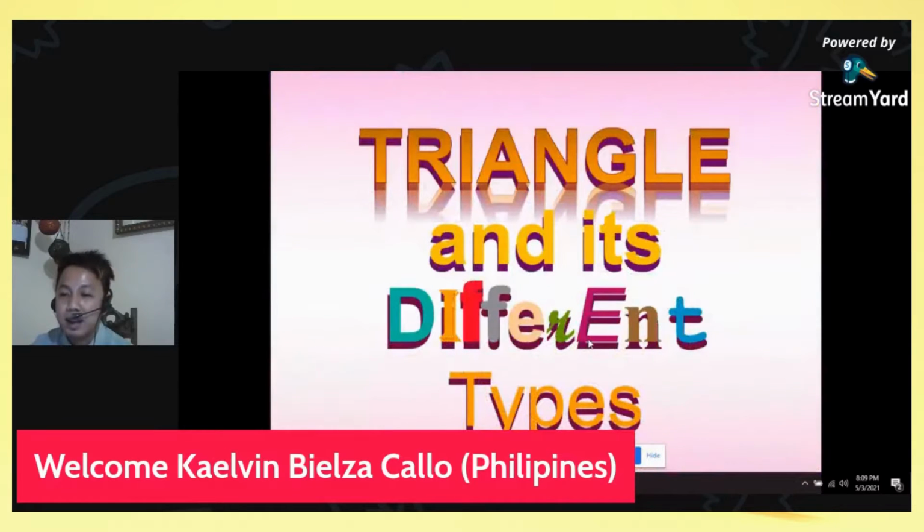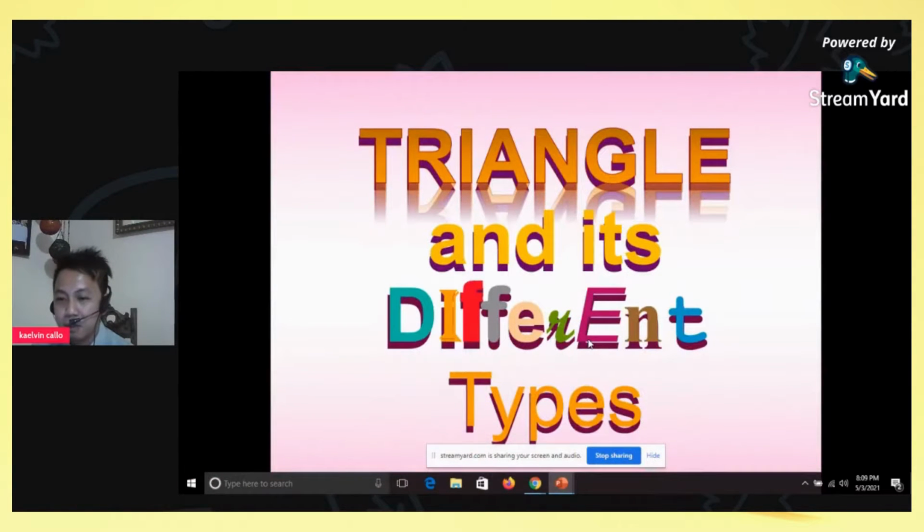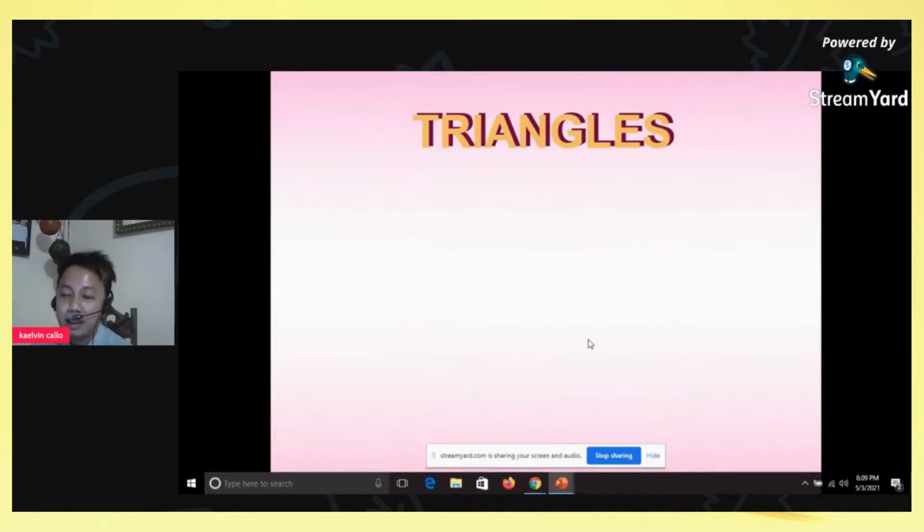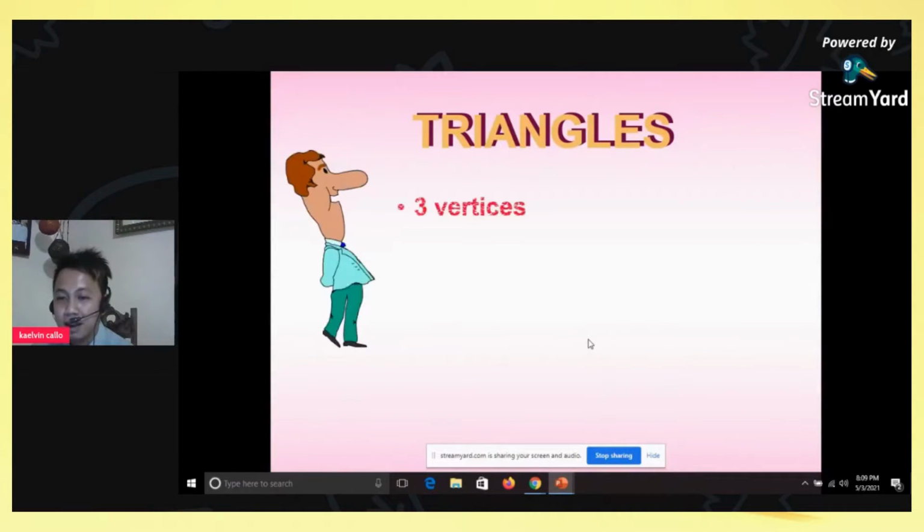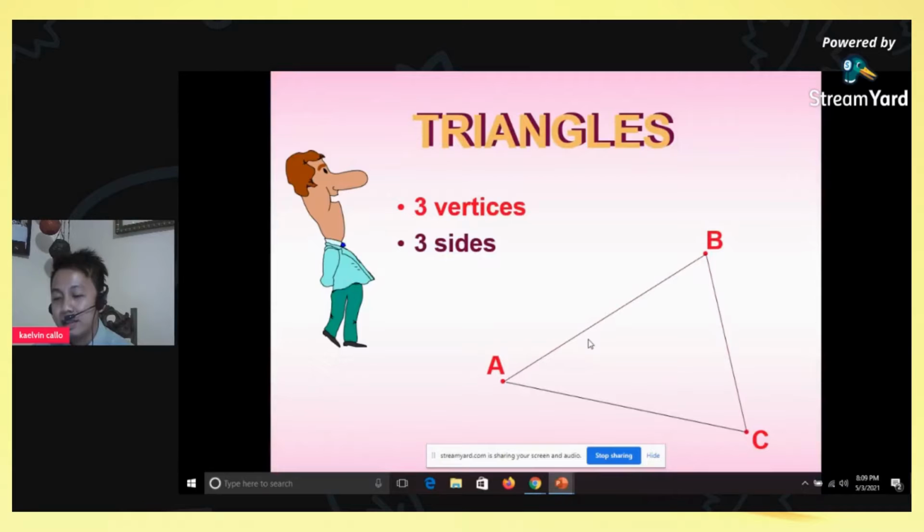Okay. Our first topic is triangle and its different types. So how do we define a triangle? A triangle is the smallest polygon with the following characteristics. It has three vertices. For example, we have vertex A, vertex B, and vertex C. It has also three sides. That is side AB or side BA, side BC or side CB, and side AC or side CA.